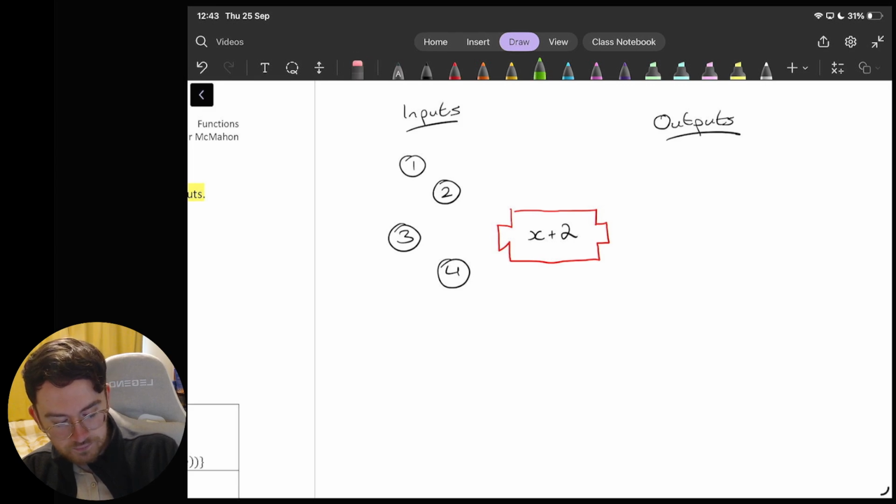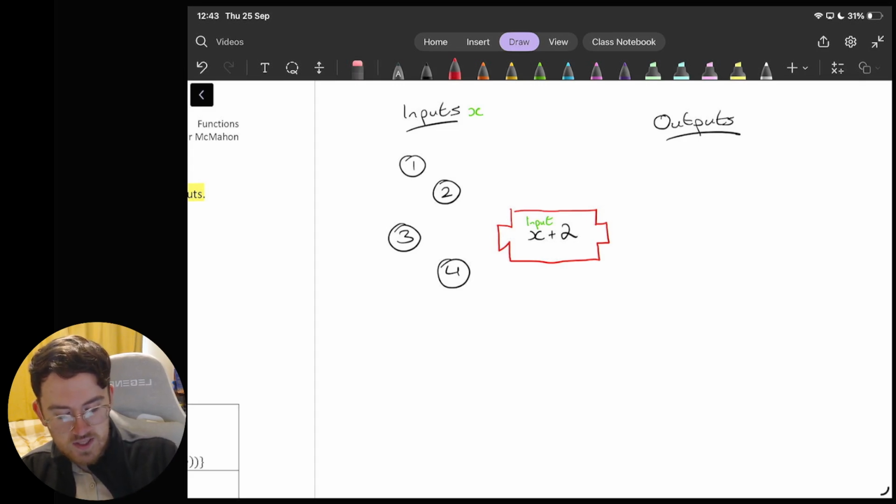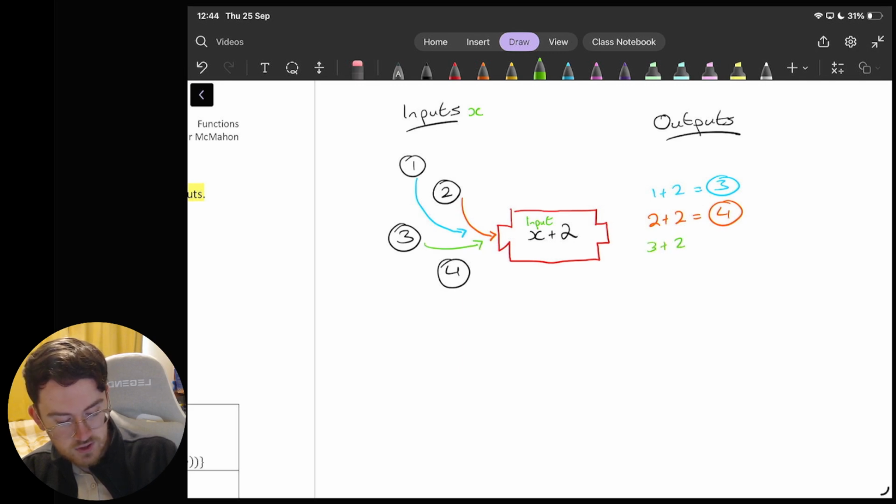So my input is the x part that I'm talking about here, and the machine is going to add 2. Whatever I put into the machine, I get out that number with 2 added. So if we start with 2, 2 goes into the machine, and I get out 2 plus 2, which of course is 4. If I put 1 in, I get 1 plus 2, which is 3, and so on. If I put 3 in, I get 3 plus 2, which is 5, and if I put 4 in, I get 4 plus 2, which is 6.